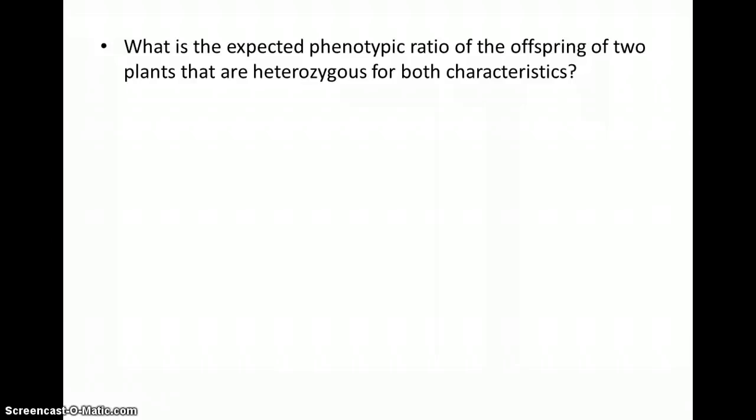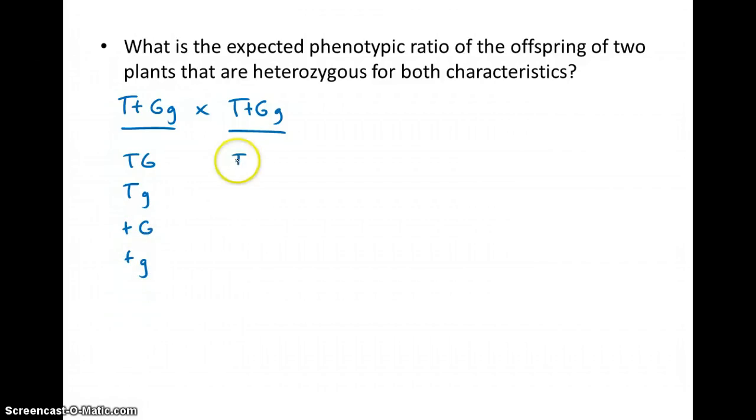Next, what is the expected phenotypic ratio of the offspring of two plants that are heterozygous for both characteristics? That means that their genotypes are as follows. Let's figure out the possible gametes they could form. All right, four possible gametes for both. I can see I have no repeats, so I don't have to cross any out. So this will be a 4x4 Punnett square.